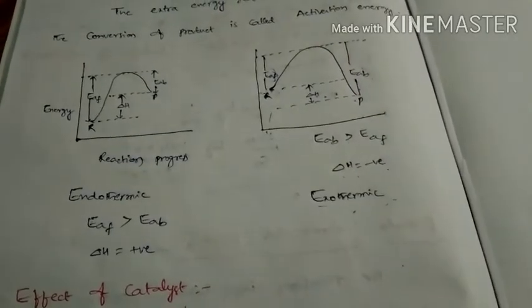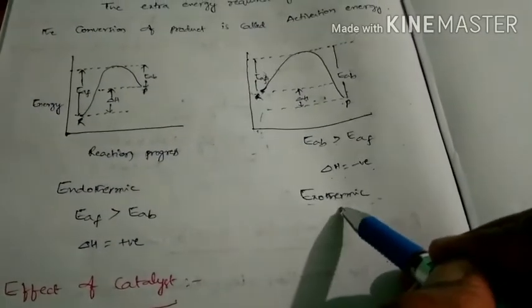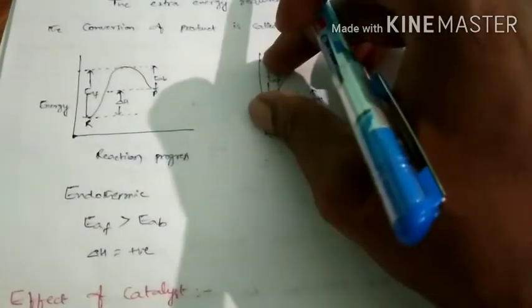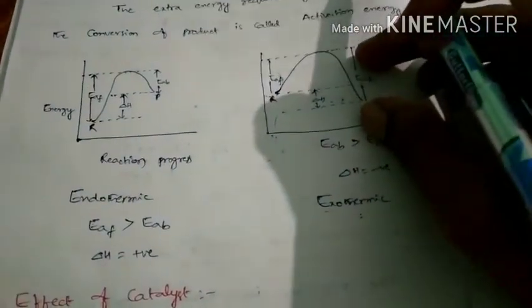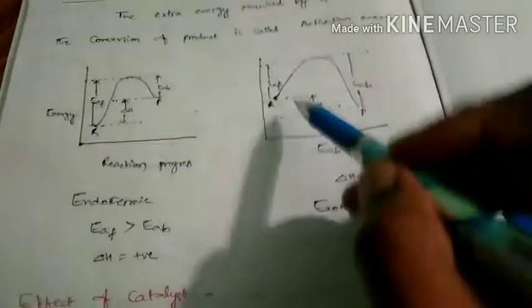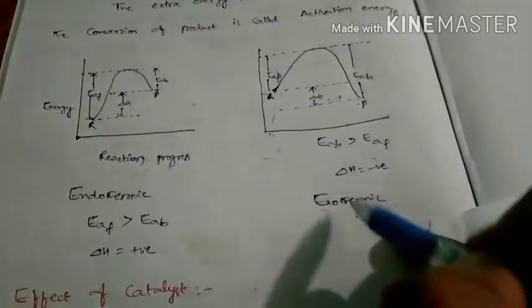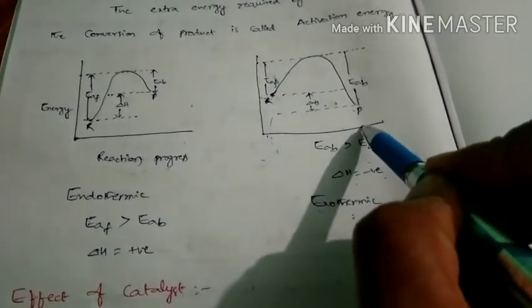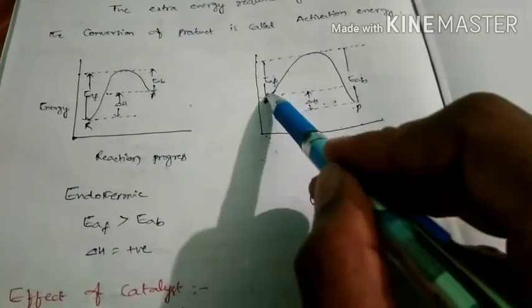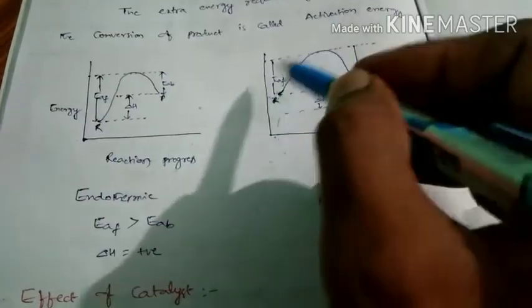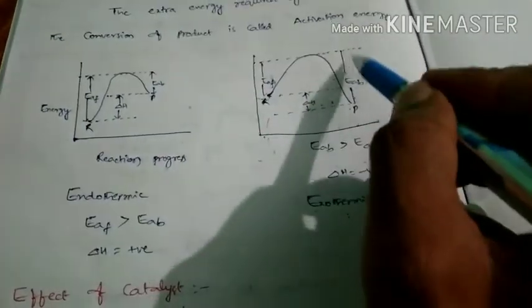Here one important point is there. In case of exothermic reactions, activation energy of backward reaction is more than activation energy of forward reaction. That is the important point. If you understand this graph, then we get an idea why we should draw the graph like this. In exothermic reaction, energy of reactants is more than energy of products. Automatically, activation energy of forward reaction is less compared to activation energy of backward reaction, because this is very less compared to this one.